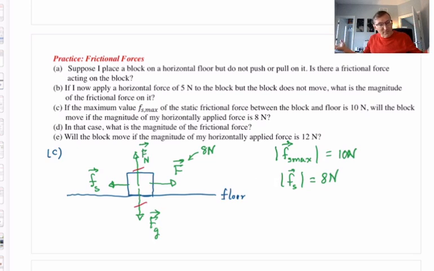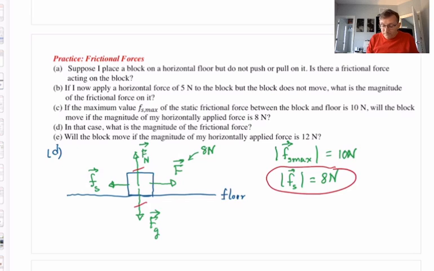That's less than the maximum for Fs. Fs max is 10 newtons. No problem. The surfaces can provide me the F static of 8 newtons that I need to keep the block from slipping. So that's actually the answer to C and D, because D says in this case, what is the magnitude of the frictional force? There's no slipping. So in this case, the frictional force balances the applied force, 8 newtons.